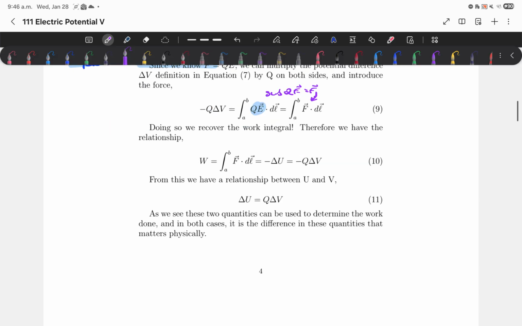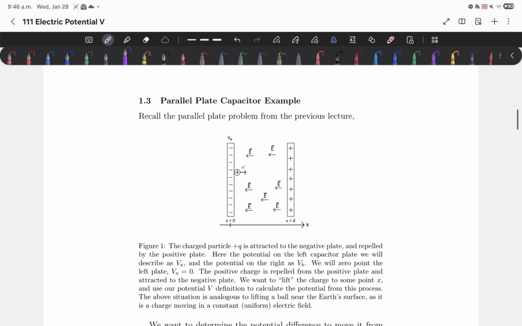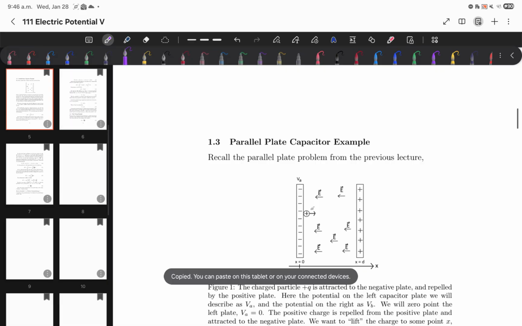Let's do an example here of how this stuff works. Let's go back to our parallel plate capacitor.